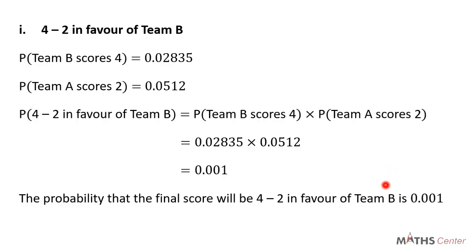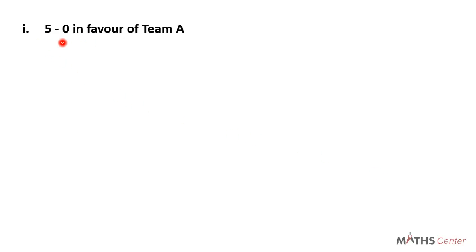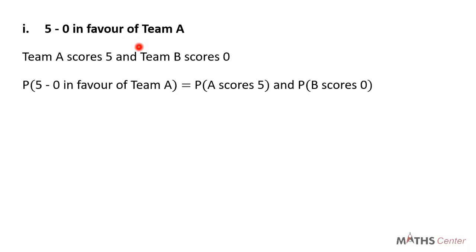Let's consider the second part of the question. We are going to find the probability that the final score will be 5-0 in favor of team A. If the final score is 5-0 in favor of team A, then it means that team A scores 5 and team B scores 0. So the probability that the final score will be 5-0 in favor of team A will be the probability that team A scores 5 and the probability that team B scores 0.